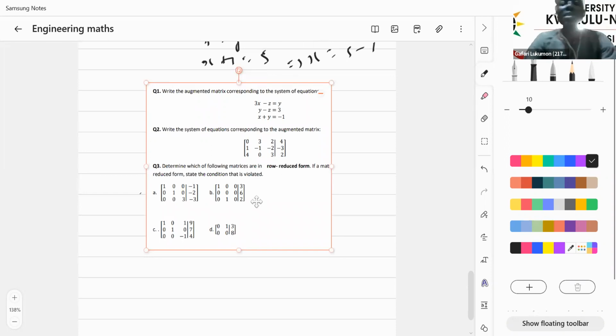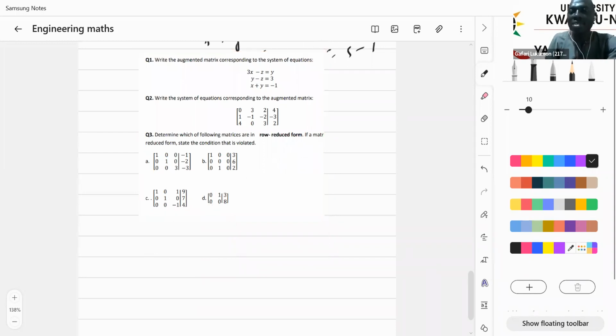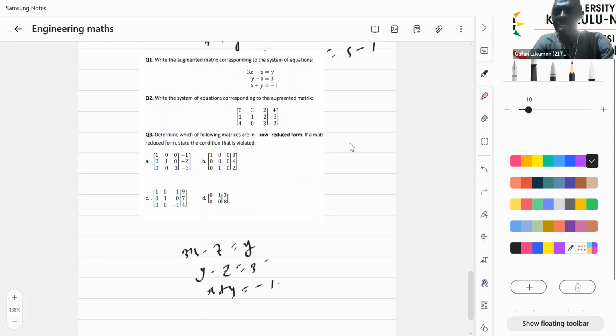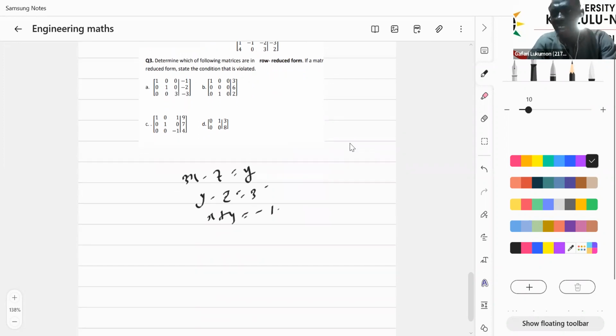The question says, write the augmented matrix corresponding to the system of equations. That is not difficult. How will you do that? Number one, we have 3x minus z is equal to y. Y minus z is equal to 3. S plus y is equal to minus 1. I think they chose this question from a former MCQ question, so you might likely find a related question in your assessment. I don't say this is coming, but you can find this question.